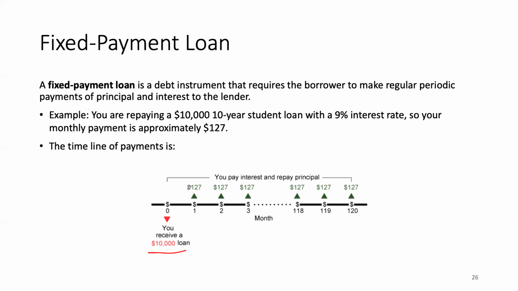So every period, the payment that you have is fixed. Some portion of the payment that you're making goes towards repaying the interest that is owed on the borrowing, and the rest is applied to writing down the principal. So suppose you take a $10,000 loan, a 10-year student loan with a 9% interest rate, so your monthly payment is approximately $127. This is a more preferred way for both borrowers and lenders, because it manages risk in a much more reasonable way.